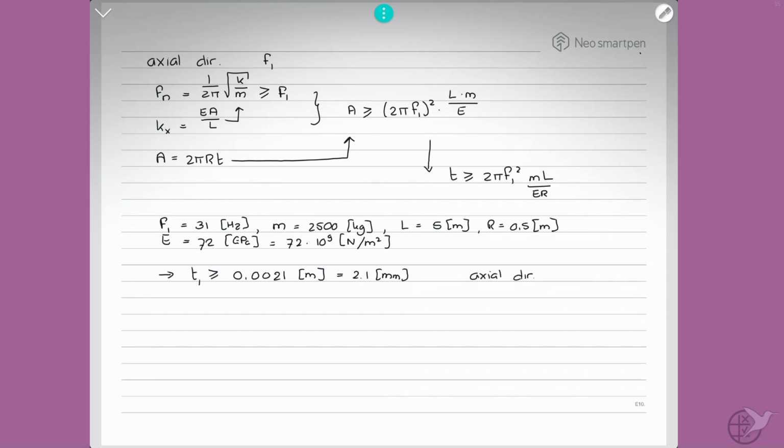Now we'll look at lateral direction. We will call that minimum natural frequency F2. So the natural frequency then has to, of course, be larger than this F2.